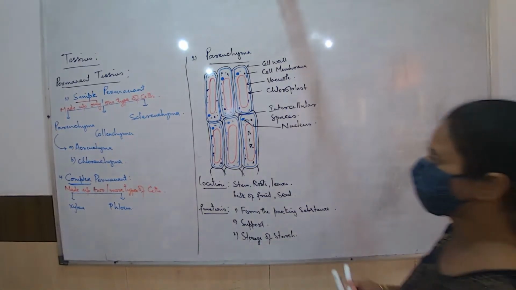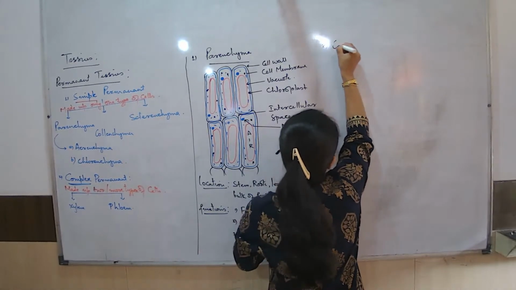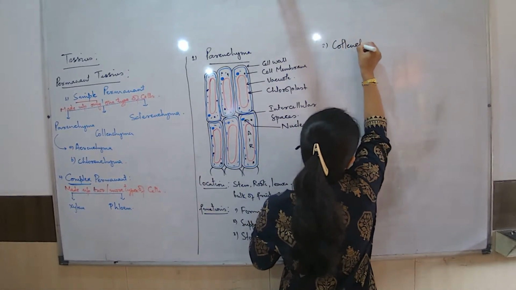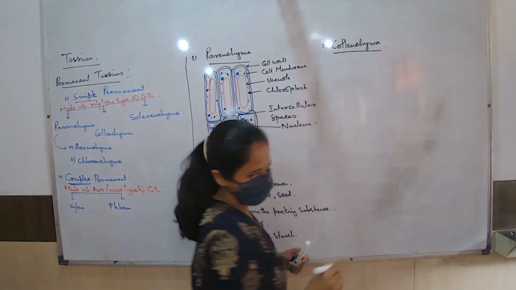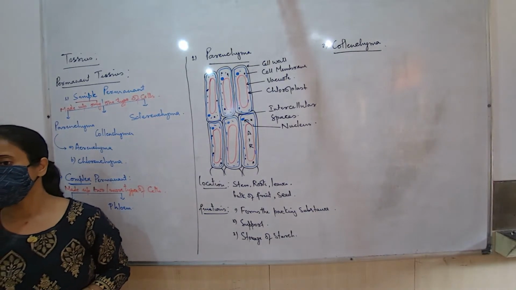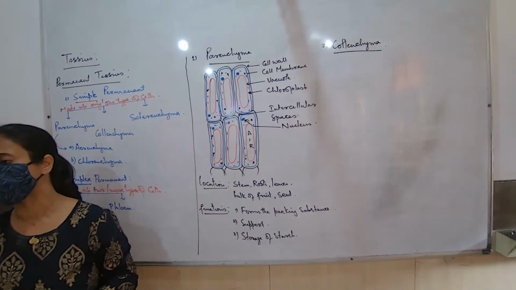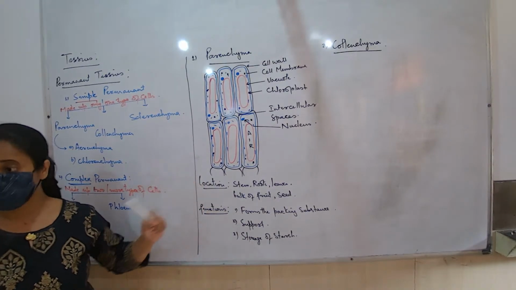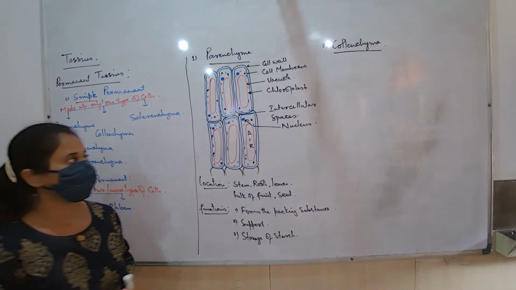Now we are going to talk about the second type of permanent tissues, simple permanent tissues. And what will that be? We are going to talk about collenchyma now, the second type. Let us see what are some of the differences between parenchyma and collenchyma, in terms of the cell structure, the shape, the features, functions and locations. There will be a lot of differences.